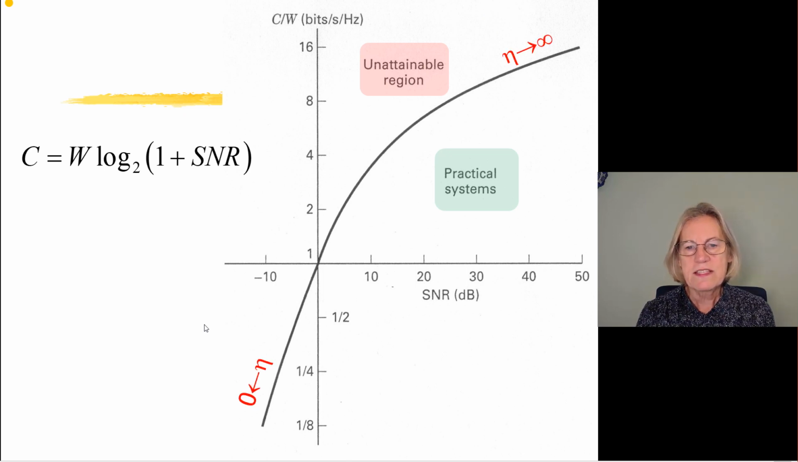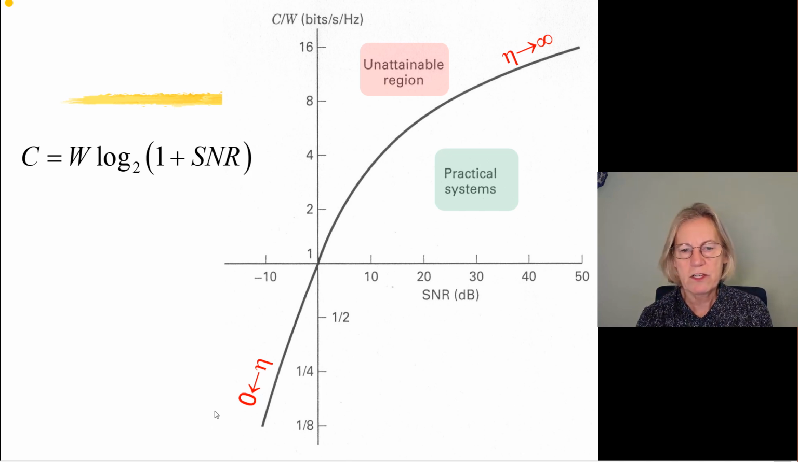So I said that this is in units of spectral efficiency. And if we think about this curve, when it's C divided by W, the far end of the curve up here is where the spectral efficiency goes to infinity.